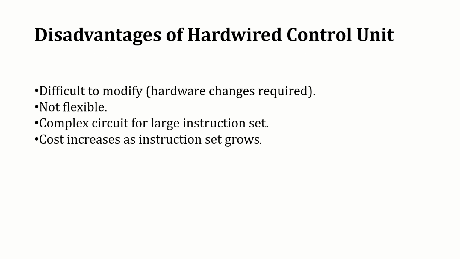Then we discussed the advantages of the hardware control unit. It is very fast, performs operations very fast, no microprogram memory is required, and it is very efficient for smaller instruction sets. And we discussed that it is very difficult for large instruction sets. It requires a very complex circuit, which is very lengthy, and it is very difficult to modify since the hardware requires changes. This is what we discussed about hardware control units.